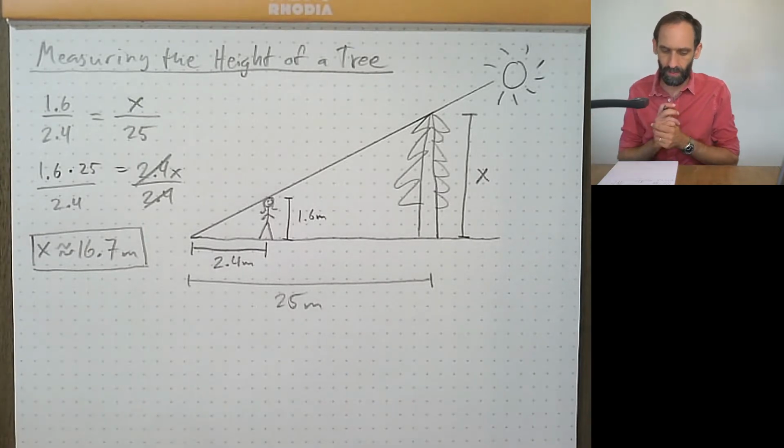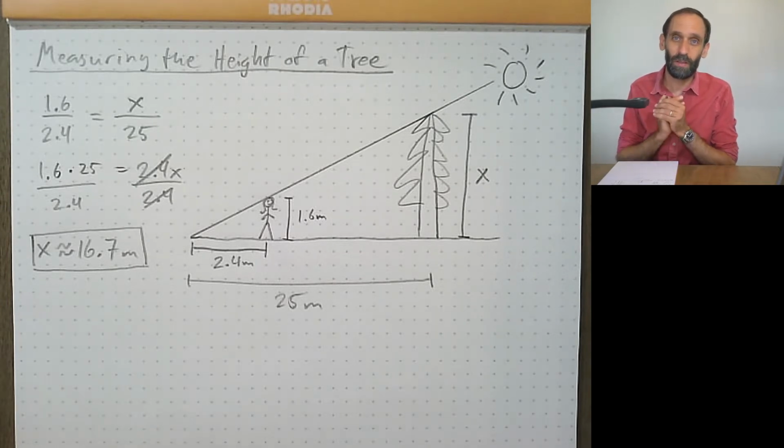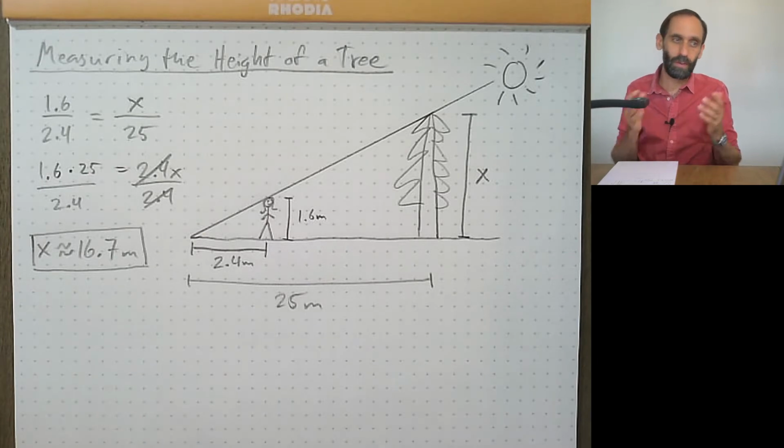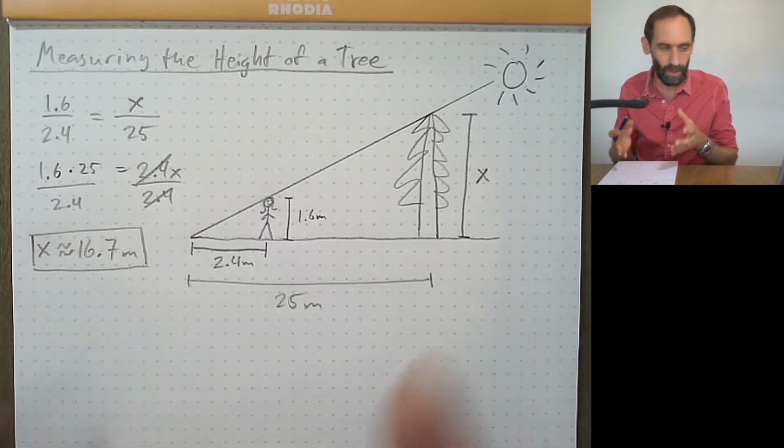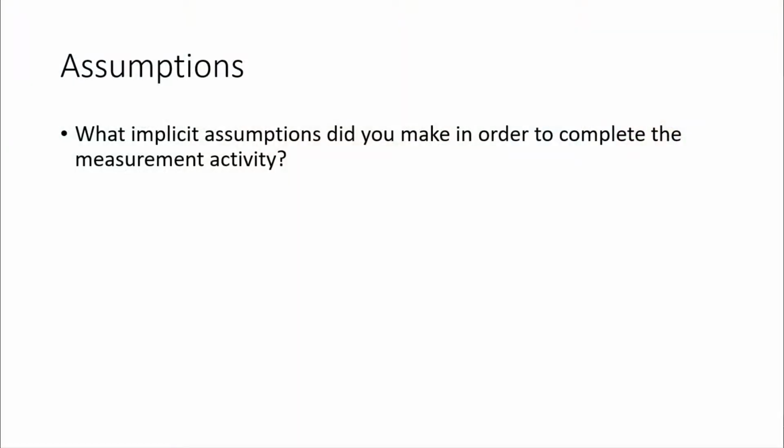But that seems like a reasonable estimate for the height of the tree. So what does this have to do with similar triangles? Well, let's go back to the idea of the assumptions that we're making when we did this. So I asked you earlier in the video, what implicit assumptions did you make in order to complete this activity?